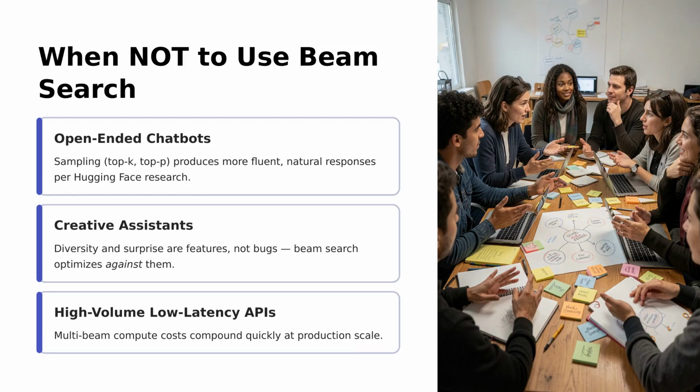Beam search isn't always the right choice. For open-ended chatbots, sampling methods like top-k or top-p usually sound more natural and conversational. The same goes for creative assistants, where variety and unexpected phrasing are actually strengths, and beam search tends to work against that. And in high-volume, low-latency APIs, running multiple beams adds real compute cost fast, which can make production systems more expensive and less efficient.